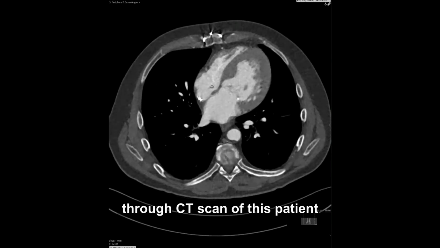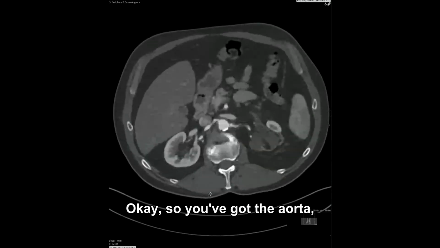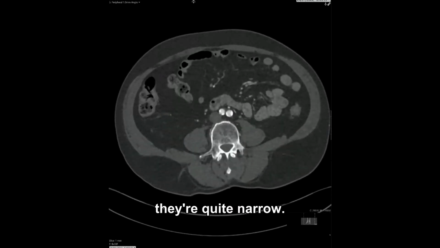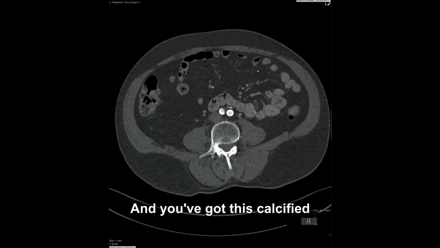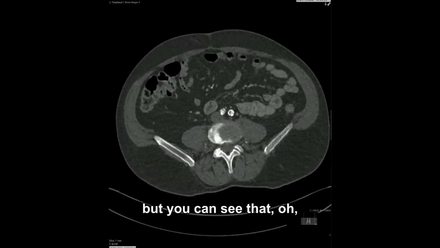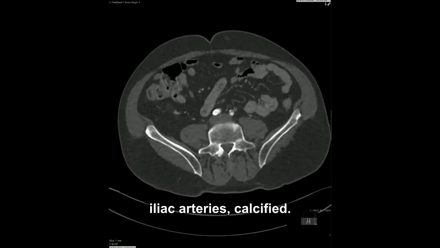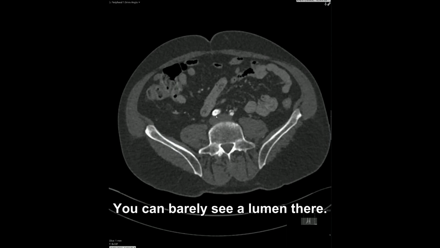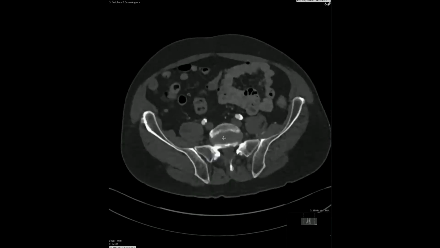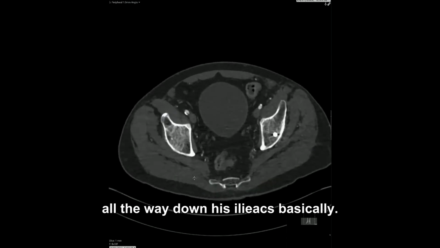Okay, so going through the CT scan of this patient with bilateral claudication. You've got the aorta. Let's whiz down here. Don't worry about all this sort of stuff. Calcified, they're quite narrow. And you've got this calcified disease of the common iliac. Someone's measured this, but you can see, oh, that's narrow, that's not really good. Look how big the patient is. He's got really narrow iliac arteries, calcified. You can barely see a lumen there. And he's also got disease all the way down his iliacs, basically. Doesn't look very good.